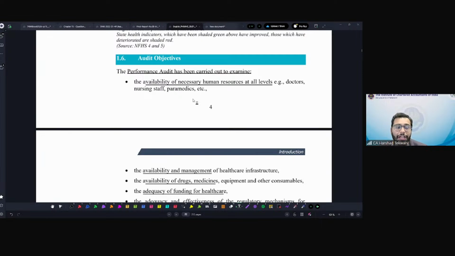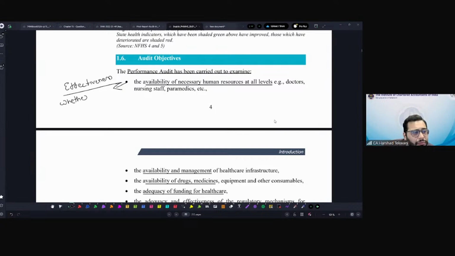See, availability of the human resources, doctors, nurses, and everything. So you have a program that you need to have this much hospital, this much availability of the doctors. Now you will check whether doctors were available or not. The program was to have at least 10 doctors in every village. Now you are checking availability of those doctors. Basically, you are checking the effectiveness of that program. So by checking the availability, you are checking the effectiveness.